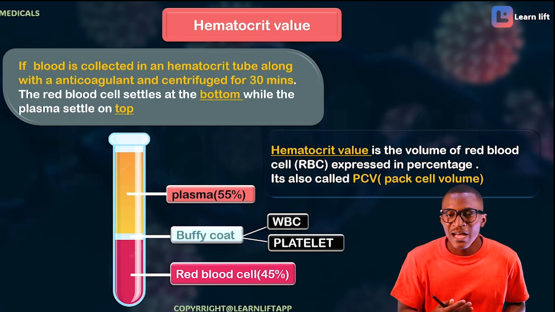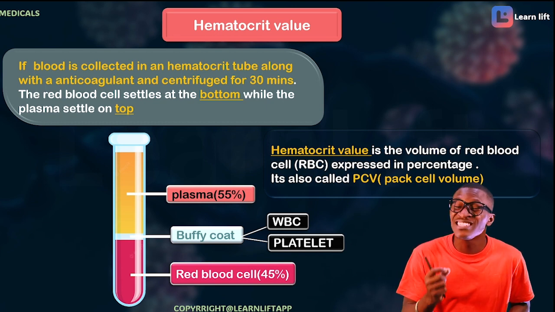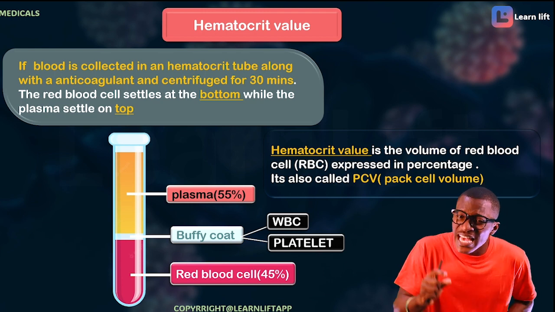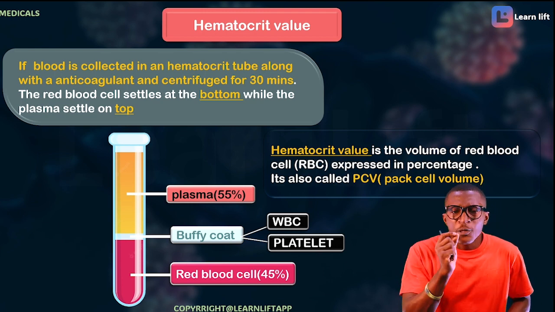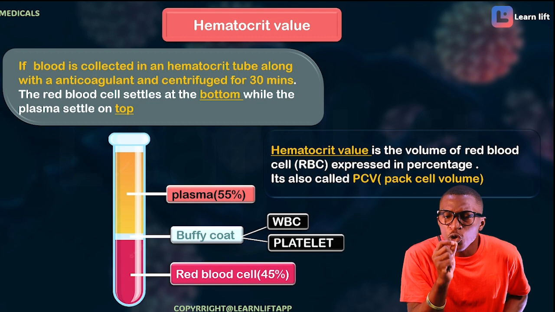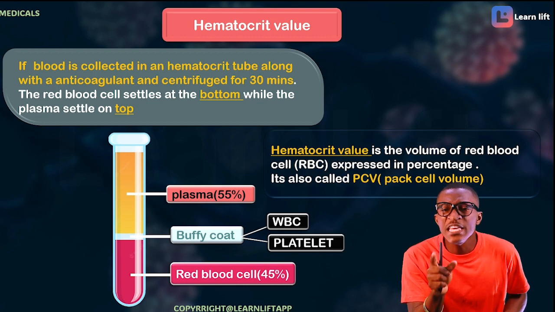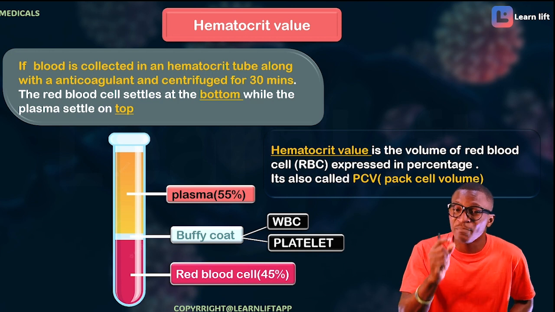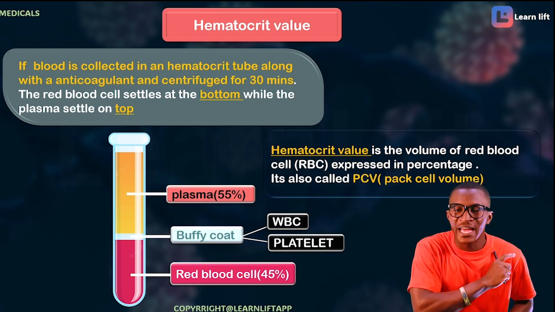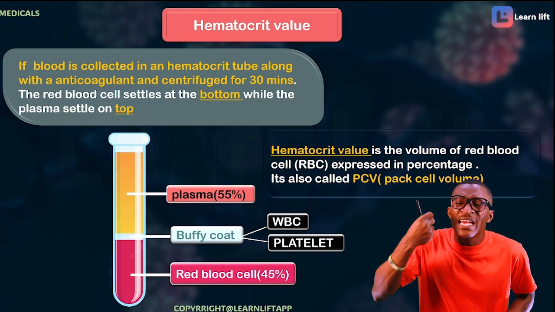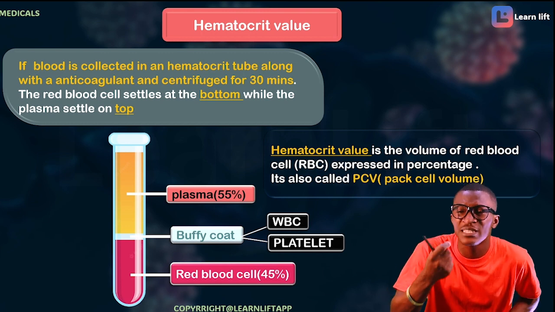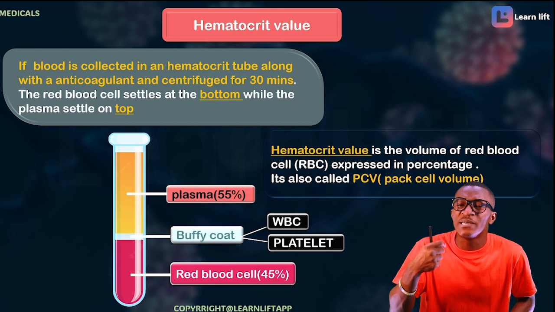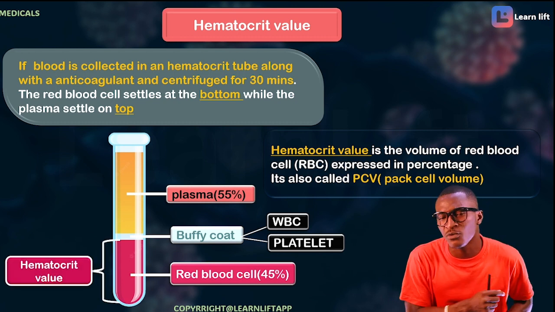Now, I know you wonder. You can see that among the blood cells, red blood cells are more. That red blood cell is 45%. So if you look at it, your plasma is 55%. Your red blood cell is 45%. If you total them, that's 100. In other words, among the blood components we are seeing practically, red blood cells occupy the most. So that percentage of red blood cells, the volume of red blood cells expressed in percentage, is what we call the hematocrit value.